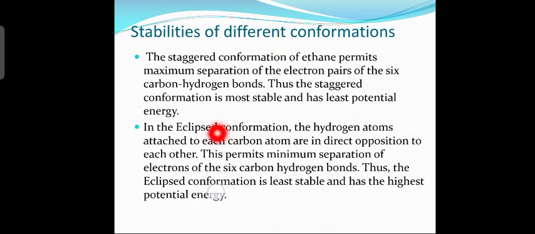Then what about eclipsed conformation? In eclipsed conformation, the hydrogen atoms attached to each carbon atom are in direct opposition to each other, that means one above the other or very close to each other. So this permits minimum separation of electrons of the six carbon-hydrogen bonds. Thus the eclipsed conformation is least stable. Since there is minimum separation, it is least stable and has the highest potential energy. Least stable means highest potential energy, and most stable means least potential energy.